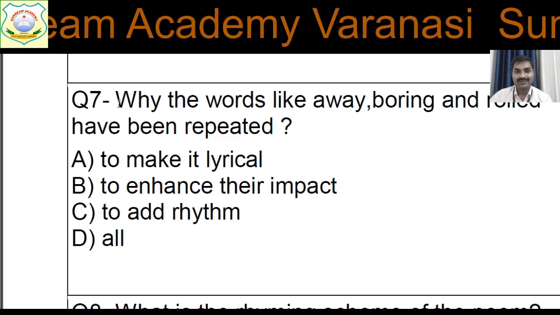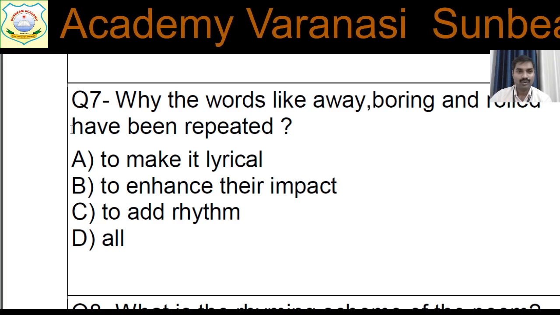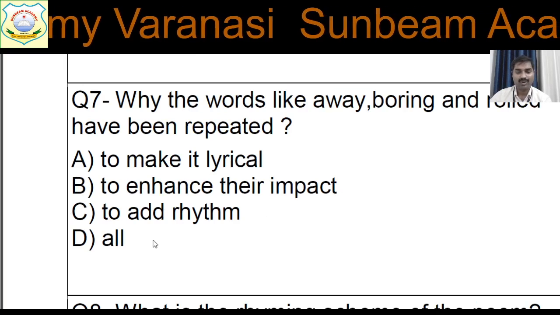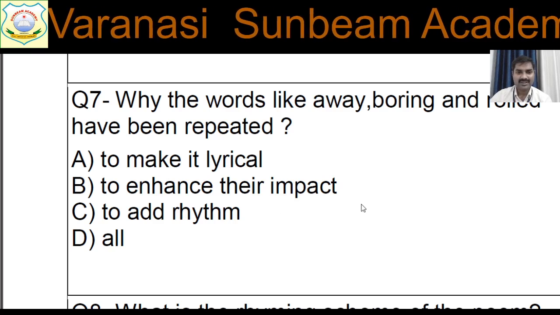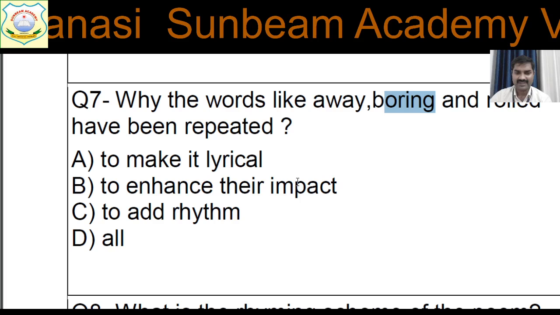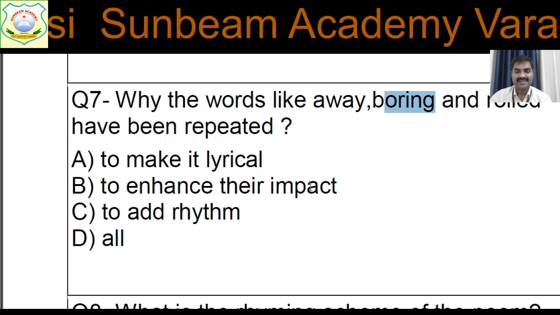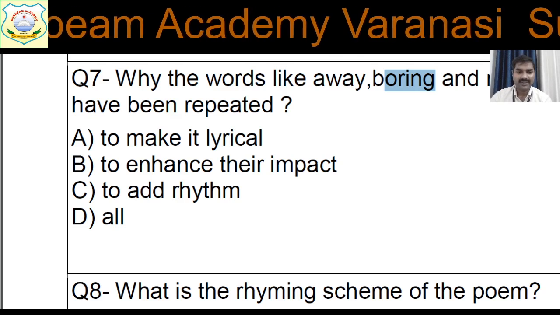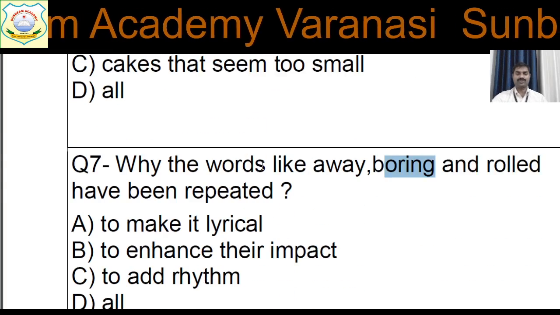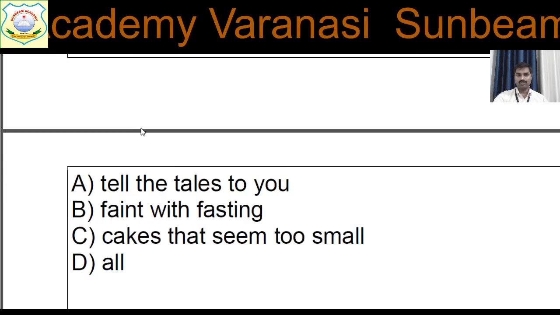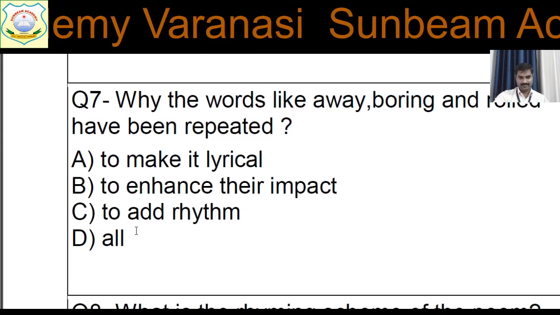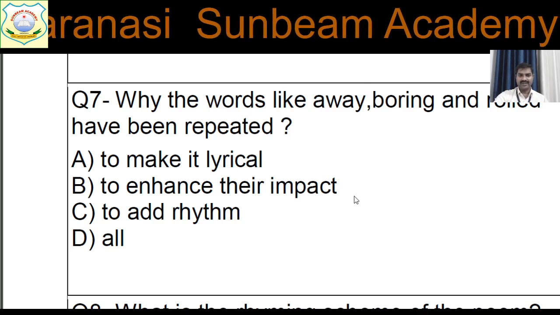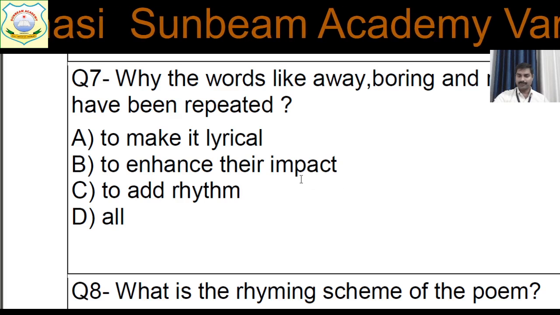Why have the words like away, boring, and rolled been repeated? So it makes it lyrical, to enhance their impact, to add rhythm. So here I think that if you make the words repeated, it makes rhyming, lyrical, and enhances their impact. Here I do not find that any impact was enhanced, but in the context of the poem it may happen. You should also see questions number 7 and 6. These two are your special work today. Which can be the correct one? I should not go for rhythm or lyrical only, because D may also be correct, if the B option is considered in any way.